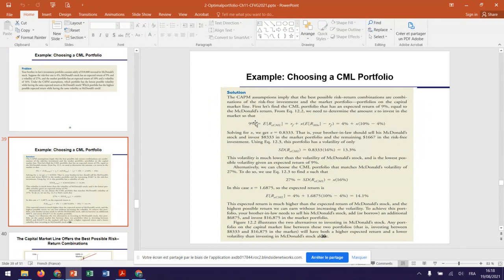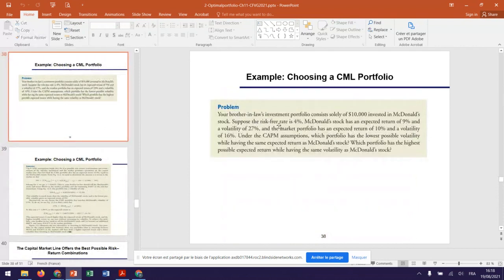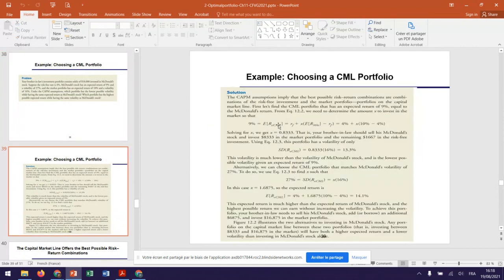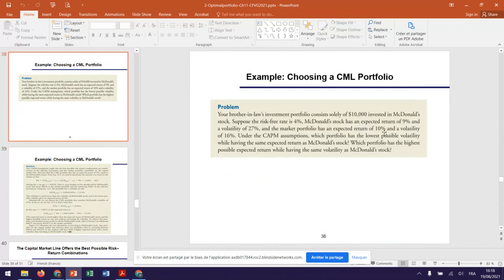If you want to keep 9% expected return, equivalent to McDonald's return, by investing X in the market portfolio and 1 minus X in the risk-free asset, you need to put X equal to 0.8333 in the market portfolio, and 1 minus 0.8333 you put in the T-bill or risk-free investment. So if your brother-in-law has this investment in McDonald's stock, you're going to recommend him to stop doing so.